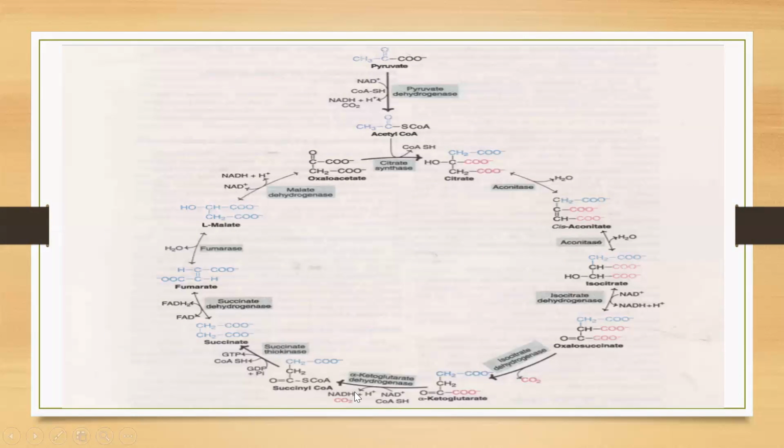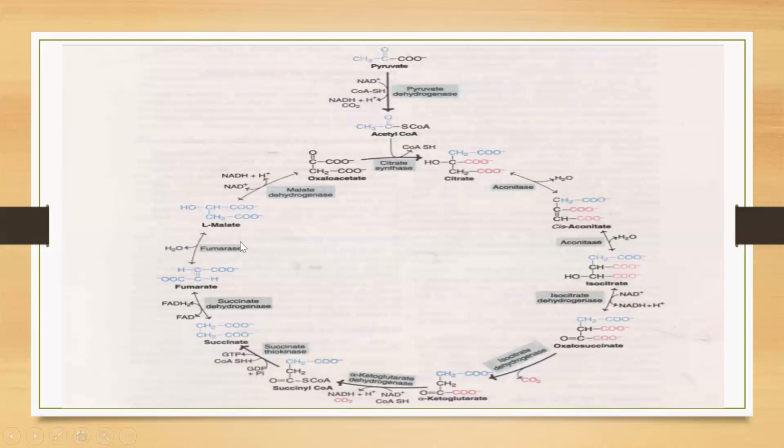After succinyl coenzyme A, we get the formation of succinate by the use of enzyme succinate thiokinase, and at this step also 1 GTP molecule is produced. The first GTP molecule is produced in the TCA cycle. After succinate, we get the formation of fumarate. At this step also the first FADH2 molecule is formed in the TCA cycle by the use of enzyme succinate dehydrogenase. After fumarate, we get the formation of L-malate.